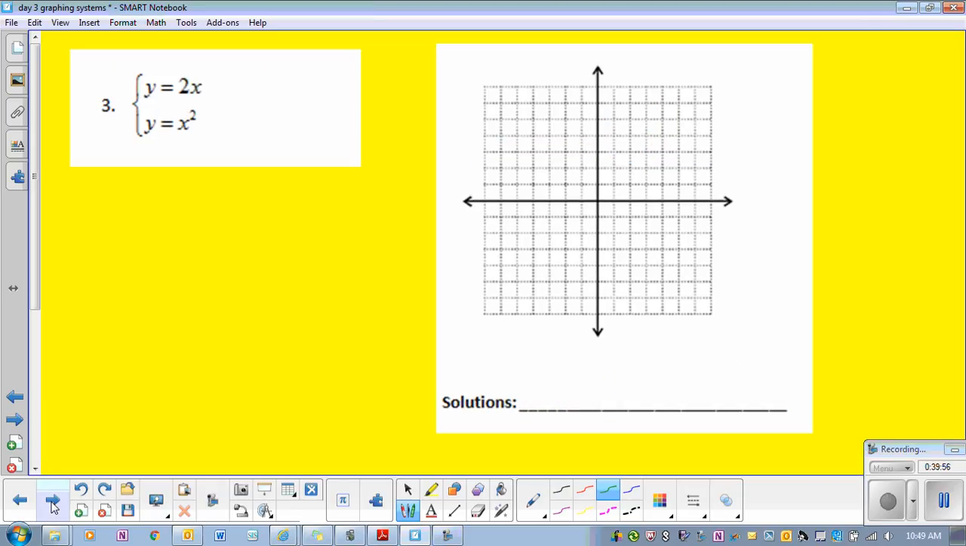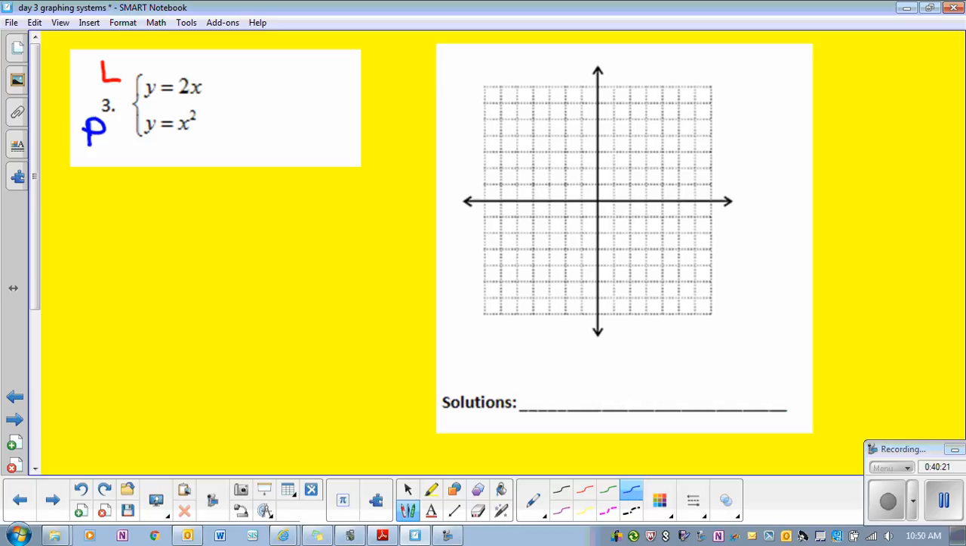Okay, let's try this one. Y equals 2x. Guys, the one at the top, is it a line? Is it a parabola or is it a circle? Line. Line, good. How about the one below it? Y equals x squared. Parabola. Parabola, good job. Because you have one exponent, right?